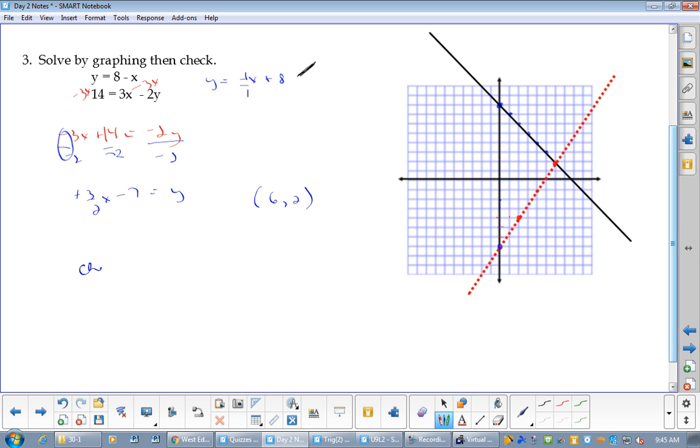My first one, y equals 8 minus x. So what's y? 2 equals 8 minus 6. 2 equals 2. Check. The next one. 14 equals 3 times x minus 2 times 2. 14 equals 18 minus 4. 14 equals 14.